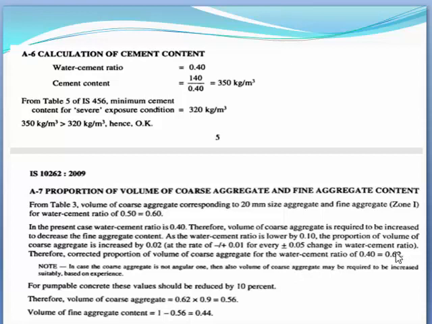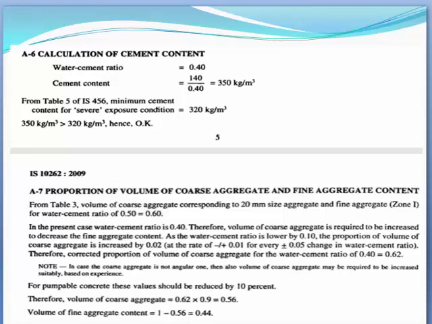Now students, for pumpable concrete, these values should be reduced by 10%. So we are considering 90% of this value 0.62. Therefore volume of coarse aggregate will be 0.56 and the volume of fine aggregate will be the total 1 minus 0.56, which is 0.44. You can refer to the detailed discussion in the previous example also, right?